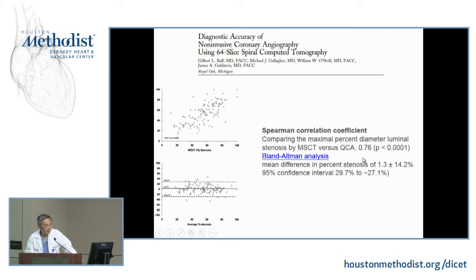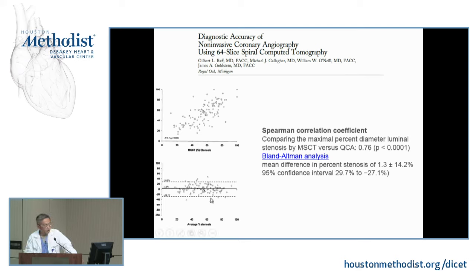The correlation coefficient is only 0.76, and this is the key. The mean difference in percentage stenosis is 1.3 plus or minus 14.2, so essentially the confidence interval is plus or minus 25 to 30%. So what does that mean? If I call a stenosis 50%, in 95% of the confidence interval it could be 25% or 75%. At the extremes, it could be 25 to 80%.